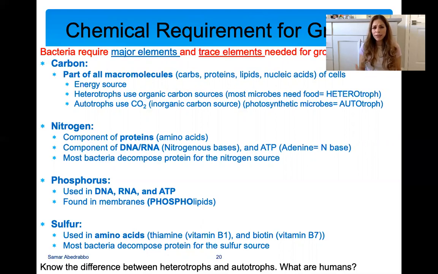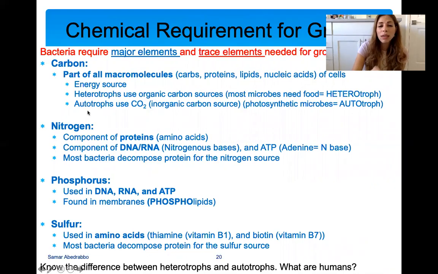And just to remind everyone, carbon is part of all macromolecules. That's why we call macromolecules organic molecules or organic biological molecules. The word organic means that they're carbon-based. So we need carbon to make proteins, carbohydrates, lipids, and nucleic acids. It's an important energy source. And so carbon is a very important major element.